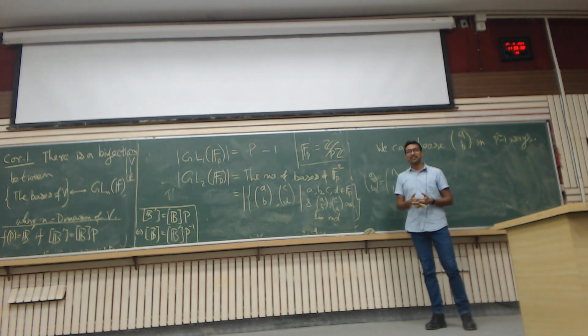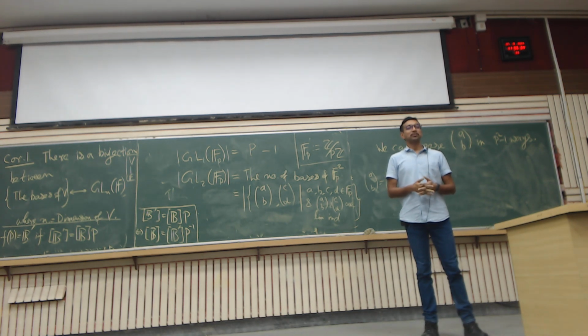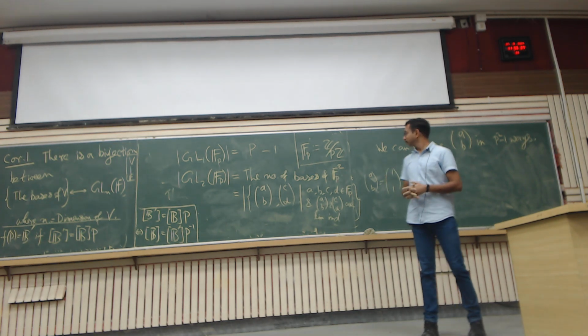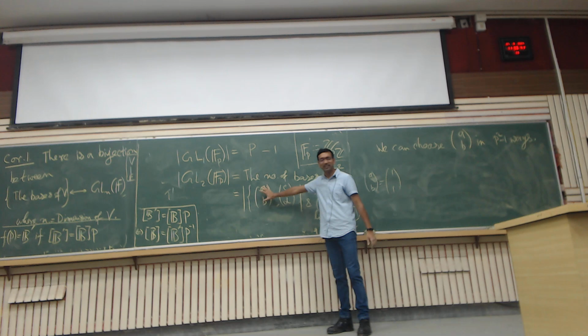Why do you choose CD in only one way? CD can be chosen in only one way. Why? Because any other way it would be linearly dependent. Any other way? So how many? Suppose you don't have any 2, 3, 3, 4, 4, 5.